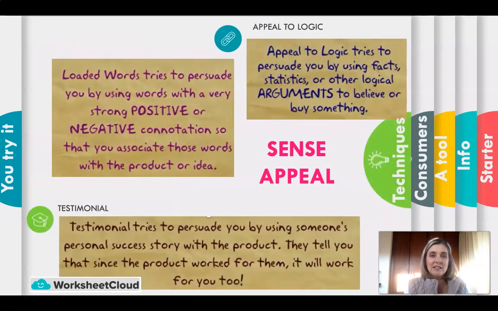And then we've got these 3 loaded words. Remember, it's that positive, strong, or negative emotion. Love, hope, instant. It makes you think, oh, there's something to this product. Appeal to logic. So it persuades you by using facts or arguments.